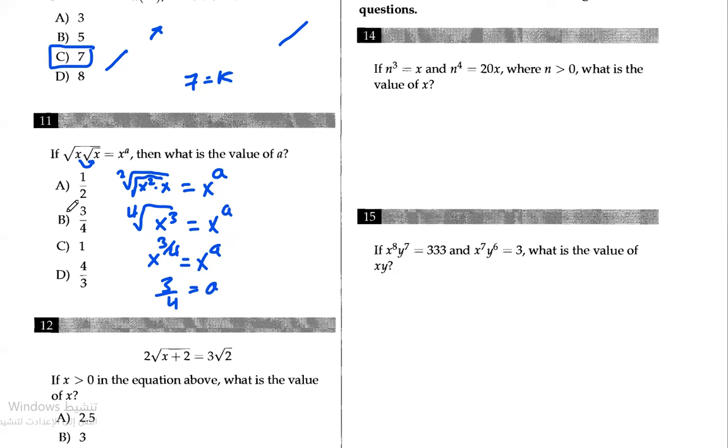Right? So the answer is B. Could you repeat that? Is it clear? Right.